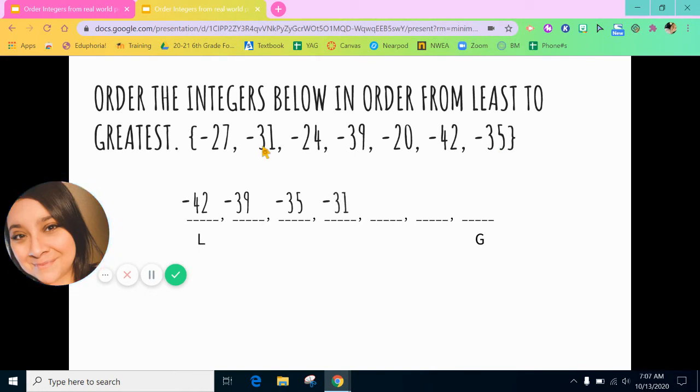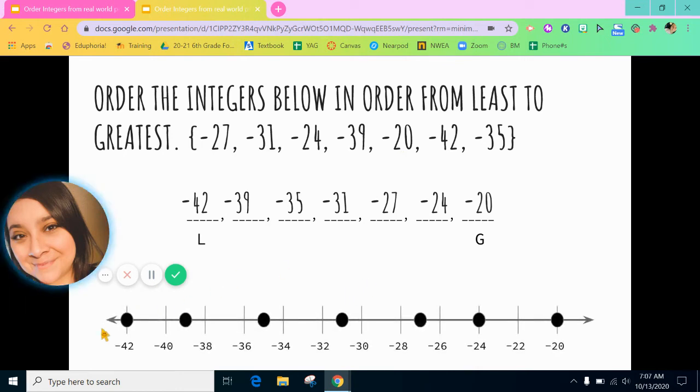-31. Then -27, -24, and -20. So we could, of course, plot those on a number line. Now notice my number line does not even include 0. You can do that. It can be just negative numbers.